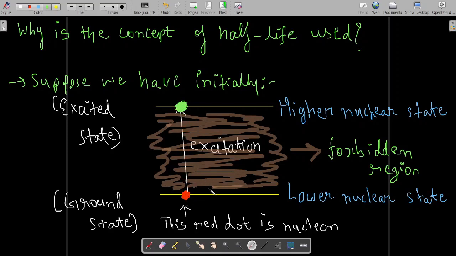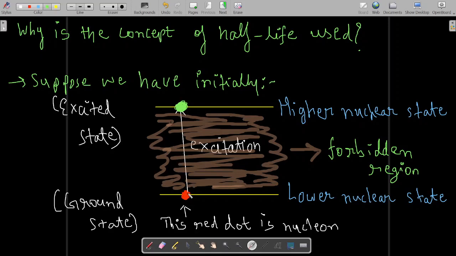But a macroscopic ball can never go from here to here directly. A macroscopic object will pass through all this region, and only then can it reach over here. But a nucleon, that is a proton or neutron, is a microscopic, quantum object, so it will directly go from here to here without passing through this forbidden region, where the nucleon cannot even go. So this is called a quantum jump.